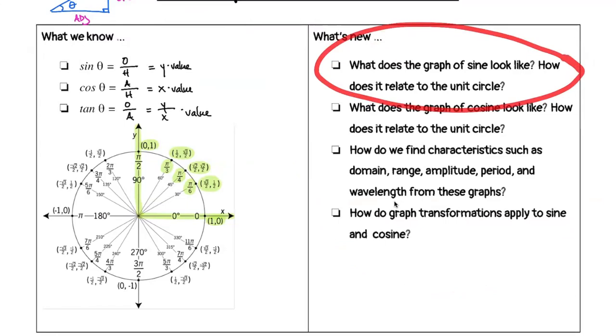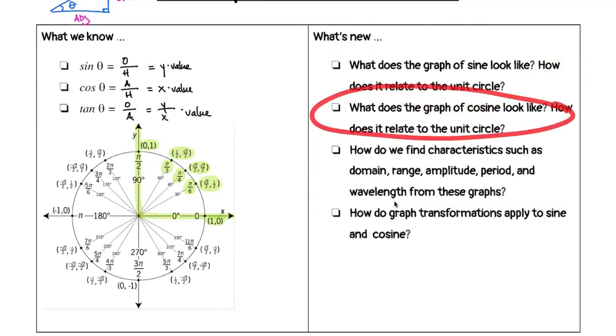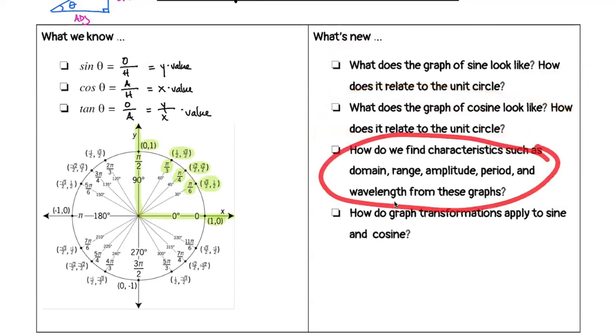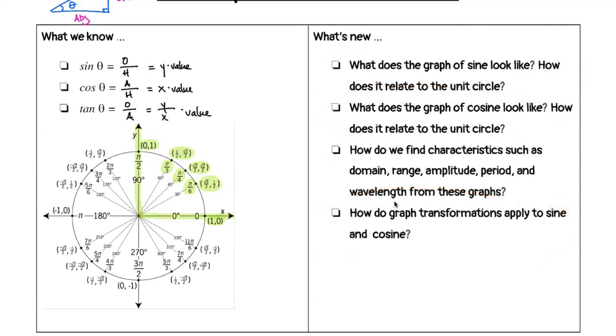can I answer them? Do I know how the graph of sine looks? Do I know what the graph of cosine looks like? What do all these words mean? Domain, range, amplitude, period, wavelength. Do I know what those mean? All right. And what are graph transformations?